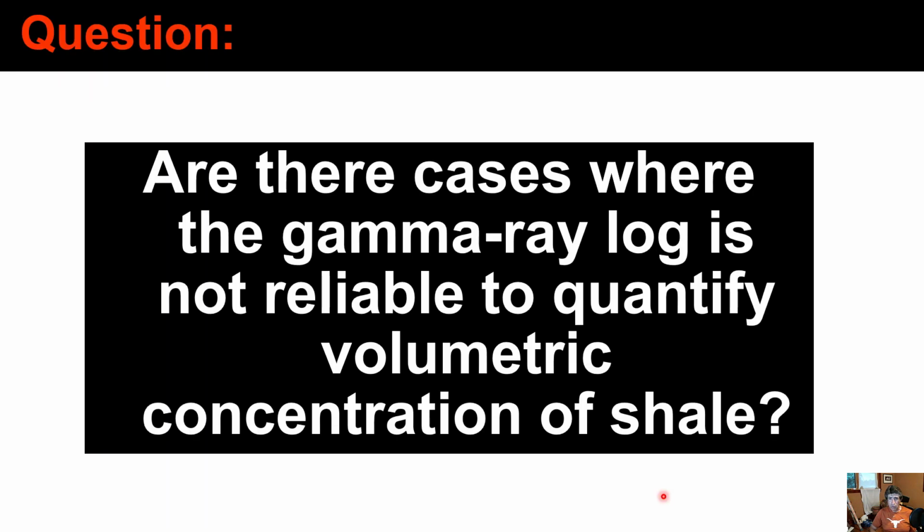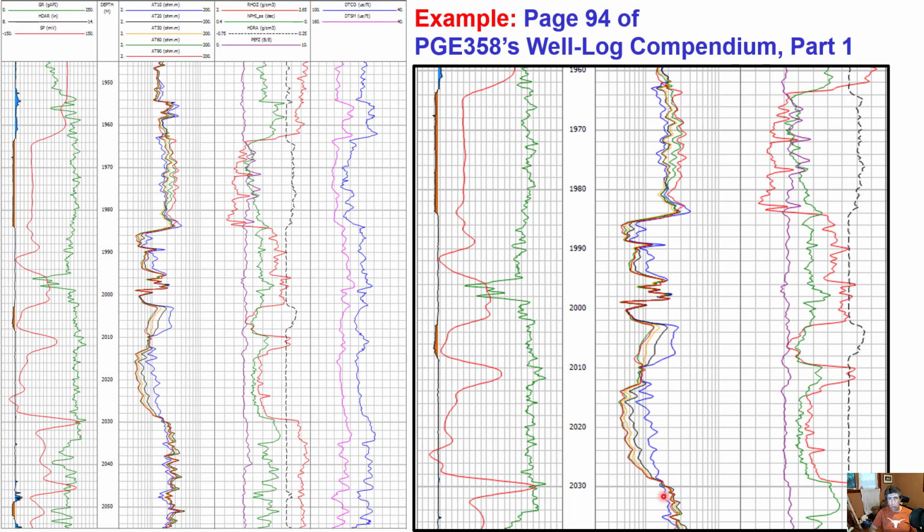So the question is, are there any cases where the gamma ray log will not be reliable to quantify the volumetric concentration of shale? Are there any cases? And that's actually a very important, very interesting question. Let me show you an example of this situation. This example is taken from page 94 of the well log compendium part 1. And what happens here is very interesting.